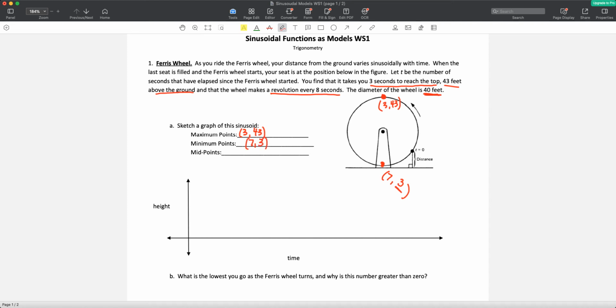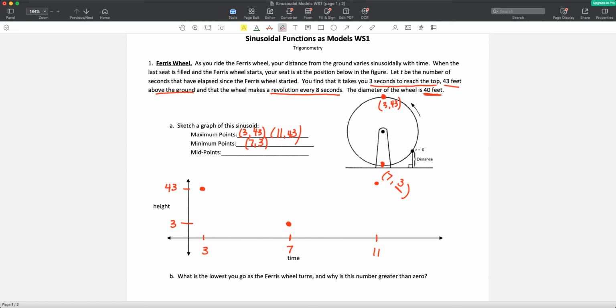So when I go plot this, I know I have a point at (3, 43). 43 is the max, so I'm going to put that up at the top of my graph. I know I have a minimum 7 seconds later, and it is at a height of 3 feet. Now, I need another maximum over here. I just need to find this value. Well, this distance from 3 to 7 is 4, so add 4 again, and I get 11. So my other maximum would be at (11, 43), which makes sense because from 3 to 11 is 8 seconds, and remember that's what one full revolution is.